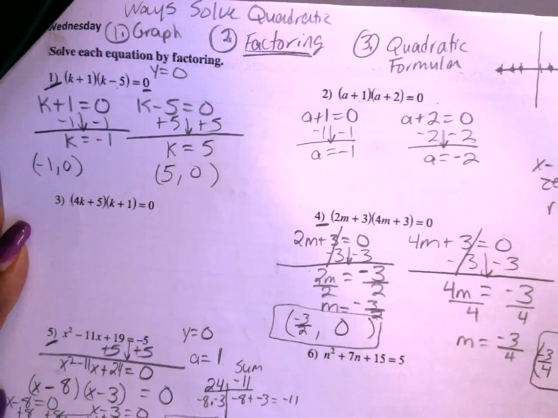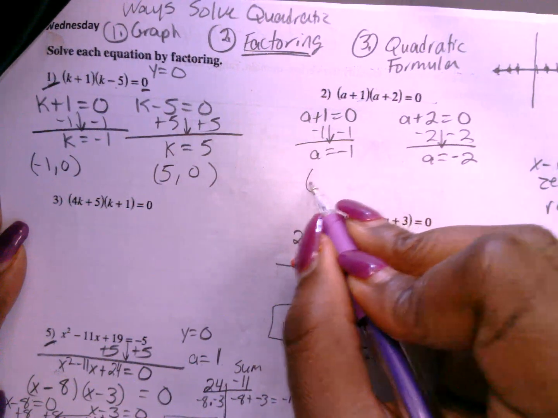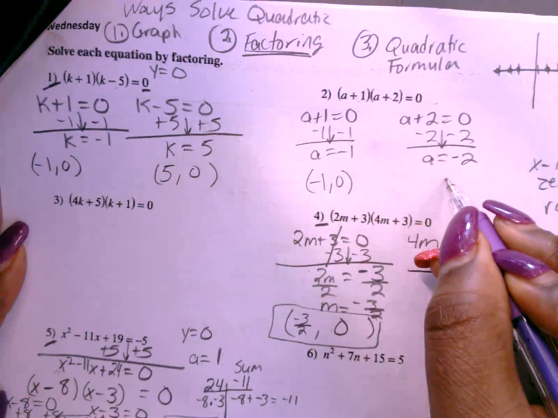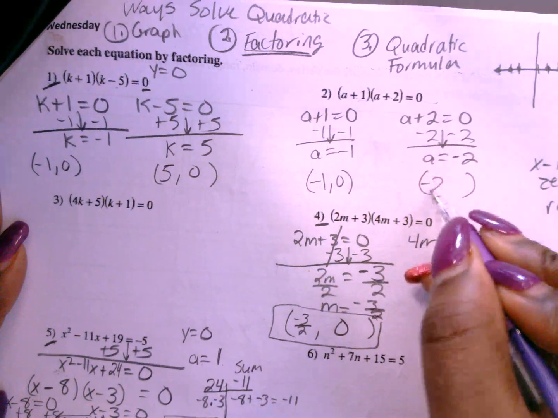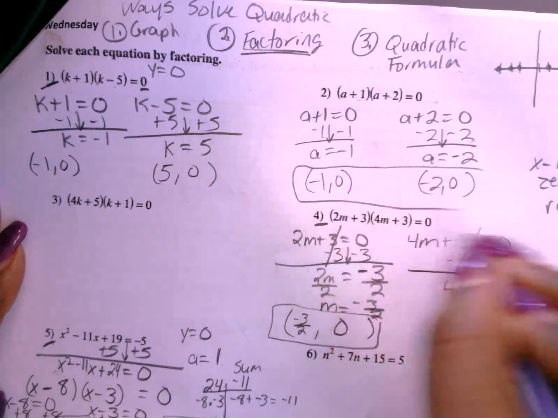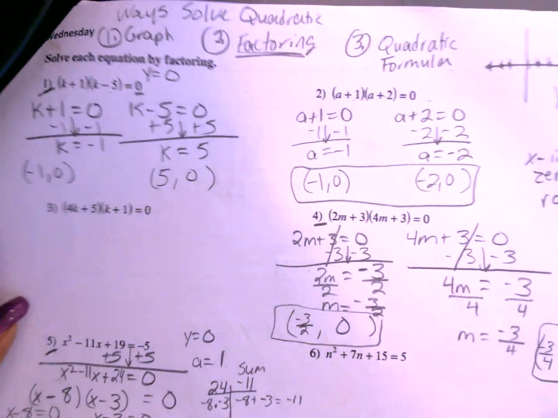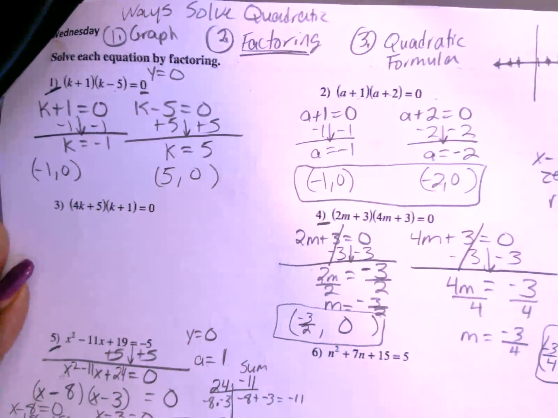So it crosses the x-axis at negative 1, comma 0, and it crosses the x-axis also at negative 2, comma 0. So this is where it crosses the x-axis. The parabola crosses the x-axis at these 2 points.